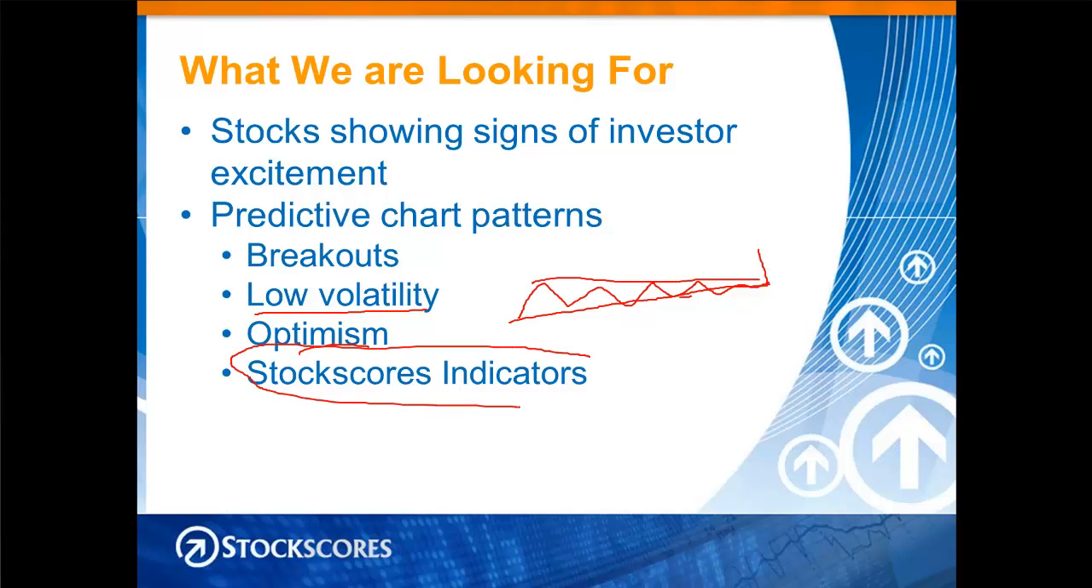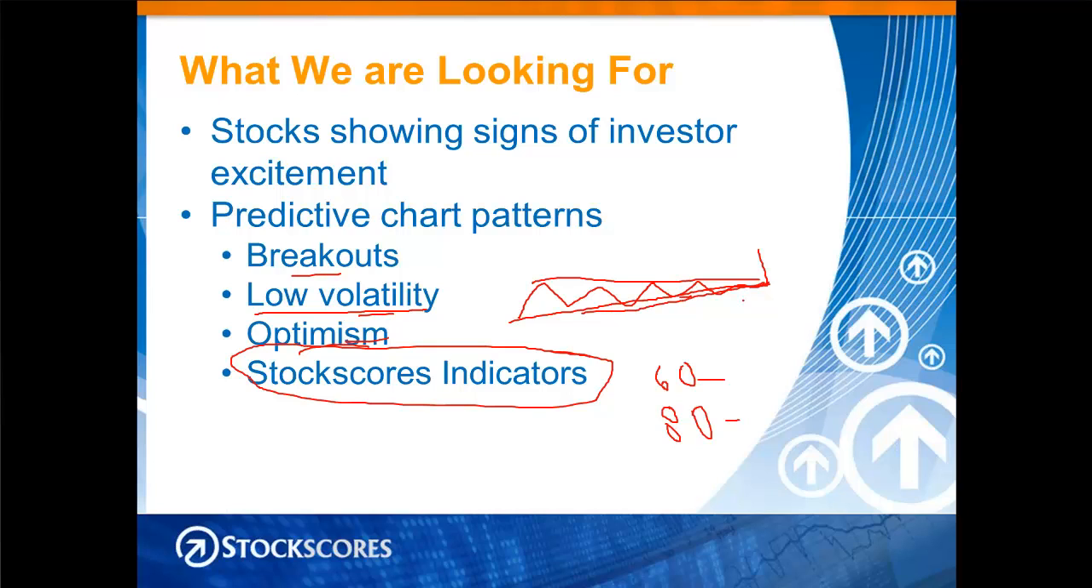And to help us find these, we're going to use the Stockscores indicators when we are position trading. We want to see the sentiment stock score greater than 60 and the signal stock score greater than 80, because these indicators were developed to look for breakouts from low volatility from optimism, plain and simple.